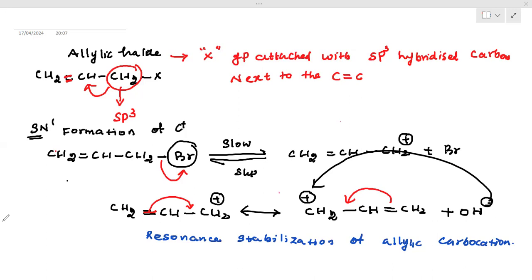Next, let's see how the benzylic cation is stabilized. Benzylic cation, SN1 reaction in the benzylic system. Okay, this is my benzylic, and CH2, Br, benzylic halide.